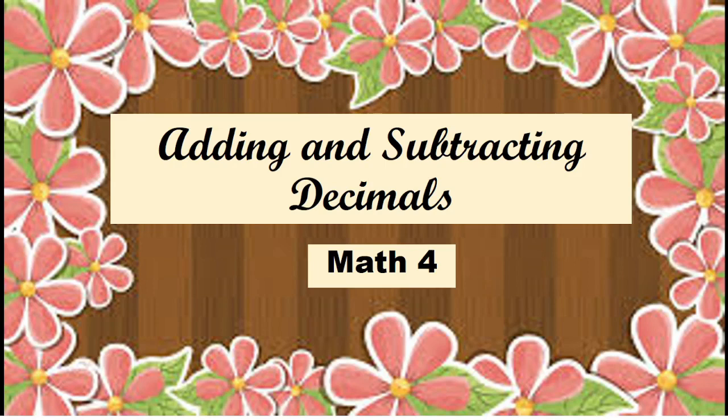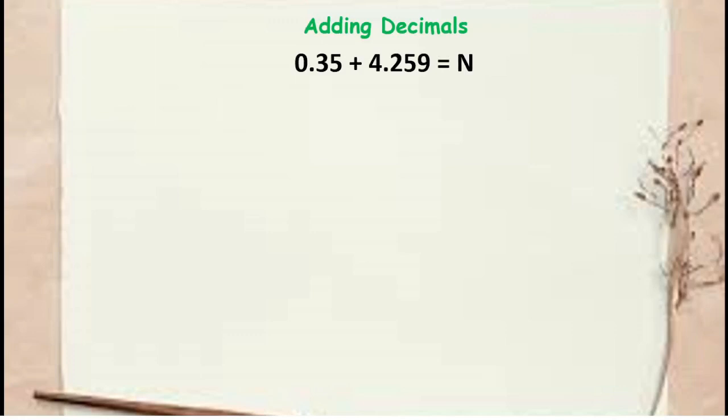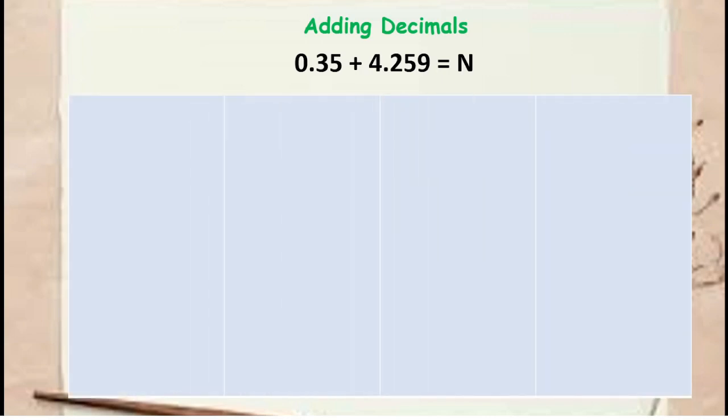Hello everyone, I'm going to discuss adding and subtracting decimals. So here is the example: 35 hundredths added to 4 and 259 thousandths. Let's follow these steps in adding decimals.